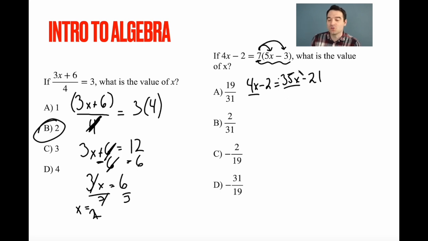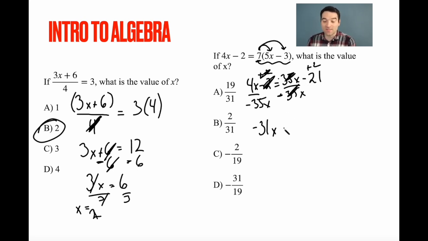So how do I undo this, or how do I get it off of this side? Well, I subtract 35x from both sides. Now, 4x - 35x is what, right? It's -31x, right? 4 minus 35 is negative 31. And then I'm going to add 2 to both sides here so that 2 goes away, and that's gone now. Negative 21 plus 2 is going to be negative 19.